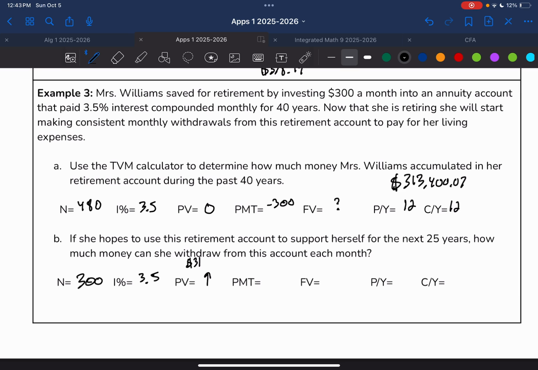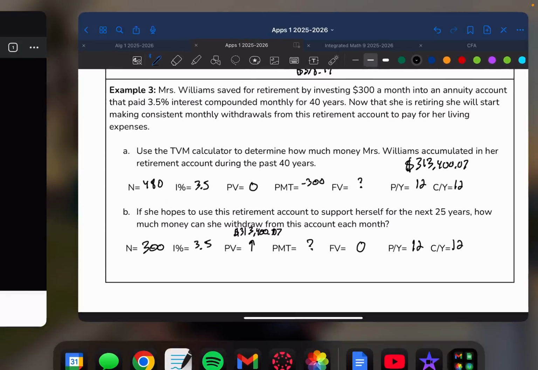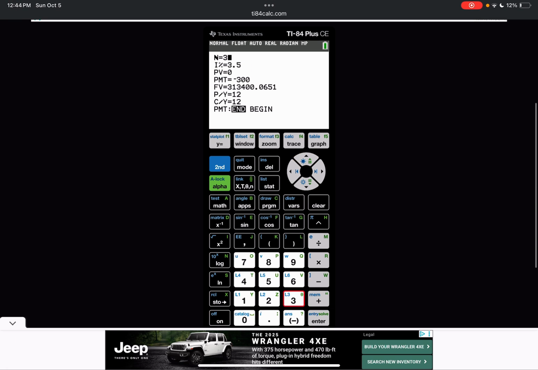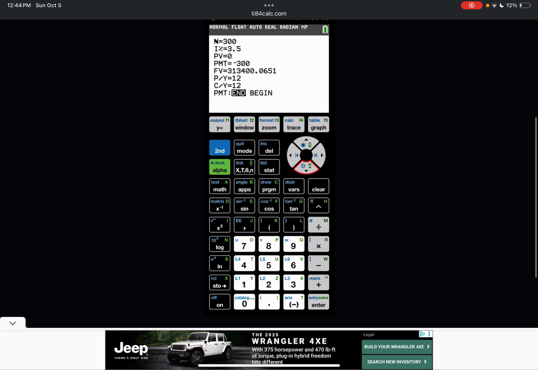So that is $313,407. The payment, that's what we're trying to find. The future value, well, she wants to use this account for the next 25 years, meaning in 25 years, we can draw the account down to 0, right? We can use that as our final amount. PY and CY, those are still going to be 12. Let's figure out what monthly payment she can afford to draw out of this account to make it last for 25 years. So now N is going to be 300, I is still 3.5.